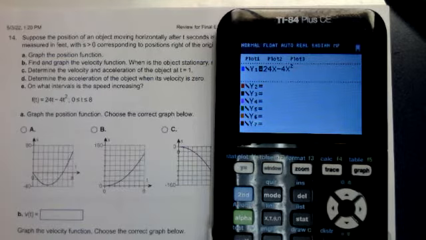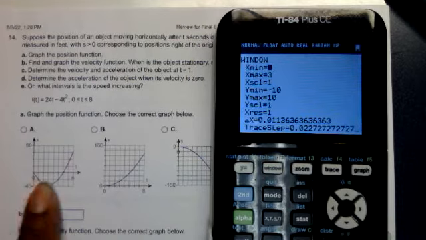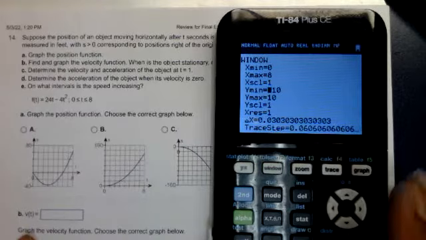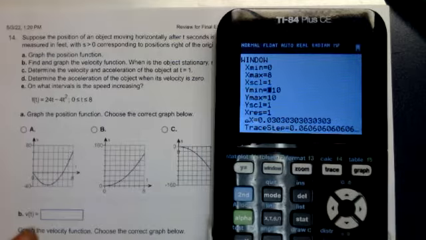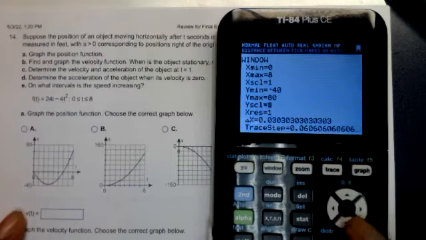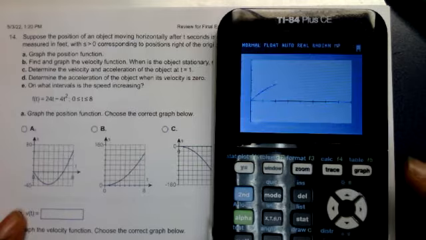Let me go to window. Notice the x-axis is going to be from 0 to 8. So my x min will be 0, x max will be 8, and the x scale will remain as 1. Now I'm going to try for the y min negative 40, and then y max will be 80. The increments, or the y scale, I'm going to let that be 20, and then press graph.